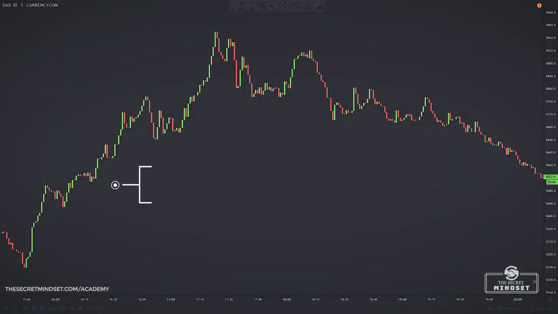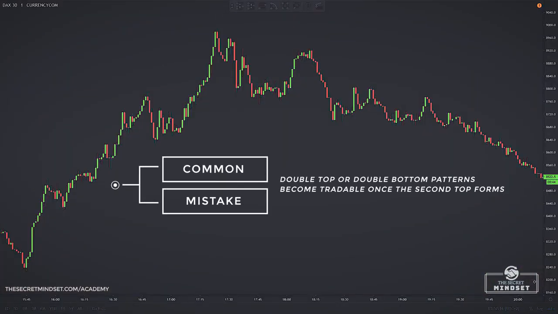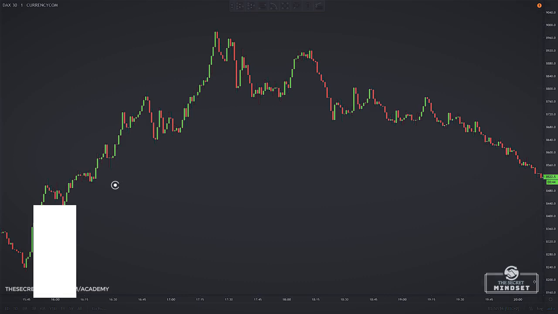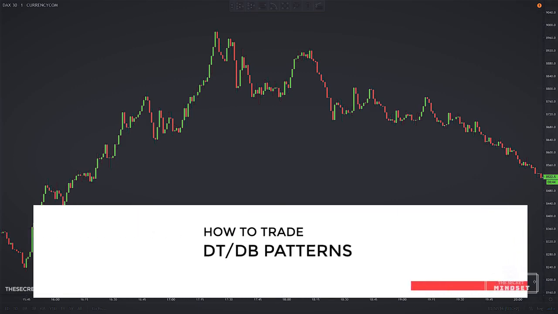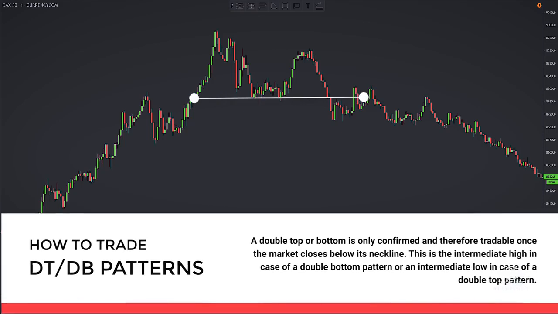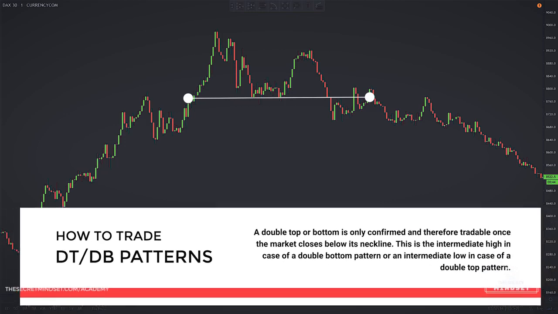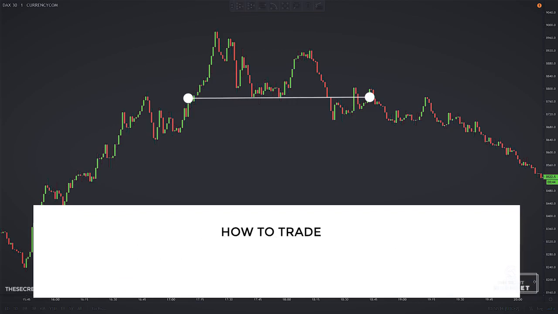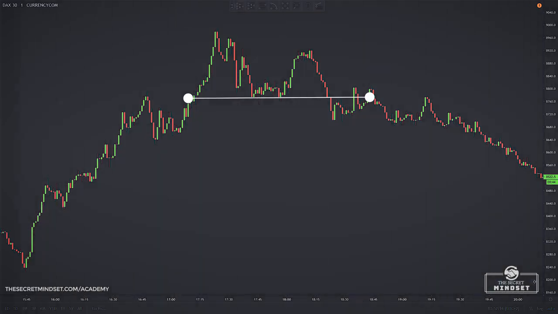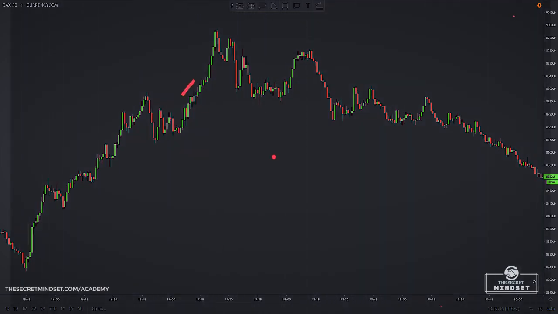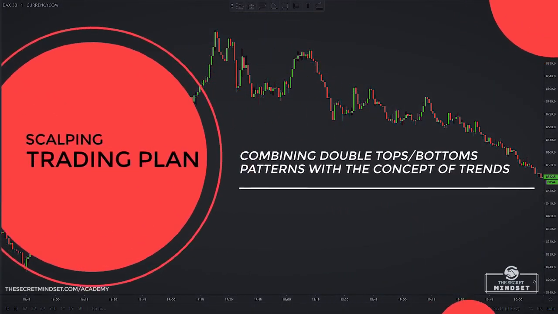One common misconception is that the double top or double bottom patterns become tradable once the second top forms. The truth is that a double top or double bottom is only confirmed, and therefore tradable, once the market closes below its neckline. This is the intermediate high in the case of a double bottom pattern, or an intermediate low in the case of a double top pattern. When this reference point is breached, you can expect the pattern to be validated. Once the pattern is formed, price now changes direction. When you combine these patterns with the concept of trends, this approach will be even more powerful.